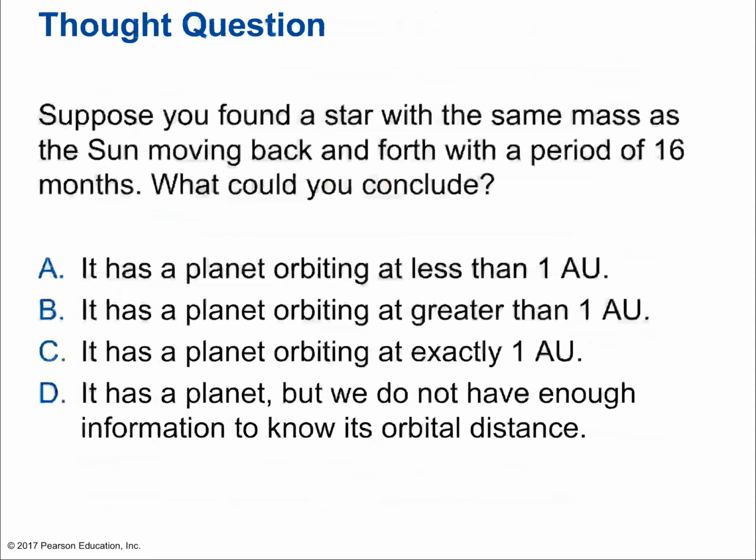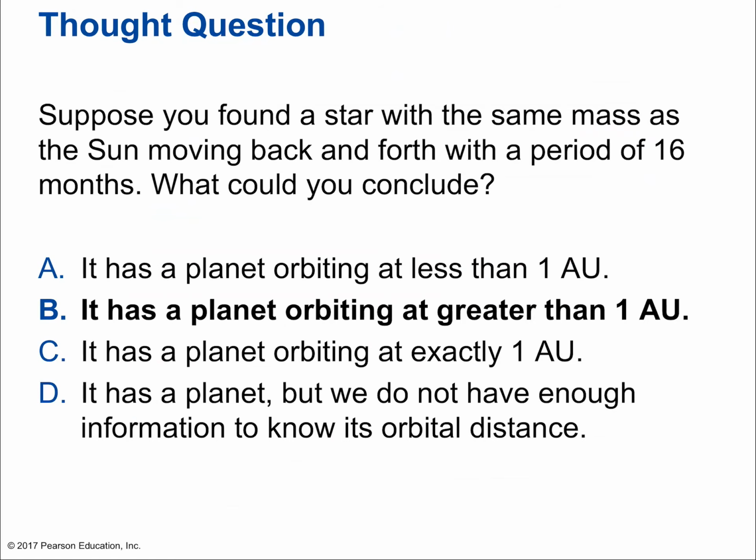Okay? So suppose you found a star with the same mass as the sun moving back and forth at a period of 16 months. What could you conclude? All right? 16 months. What does that mean? Think about Kepler's law, right? That means that it has to have an orbit greater than 1 AU.